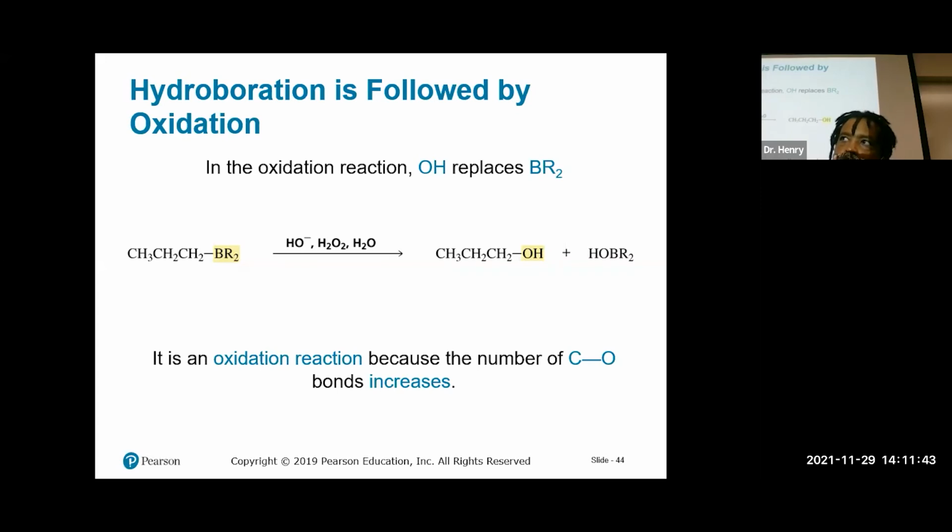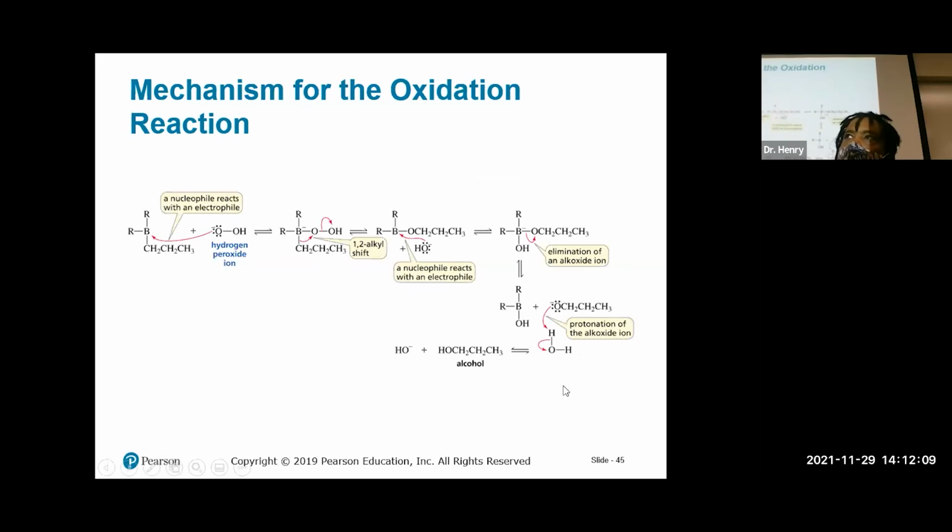Okay, and we know that this is called oxidation because you're getting more formation of carbon-oxygen bonds, okay? Kind of like burning of hydrocarbons, you get carbon dioxide, right? So that's oxidation as well, okay?